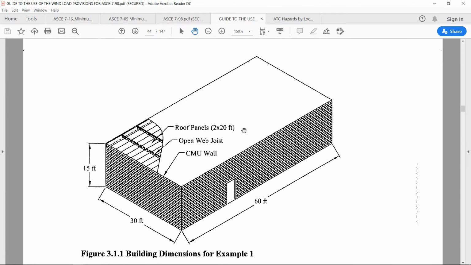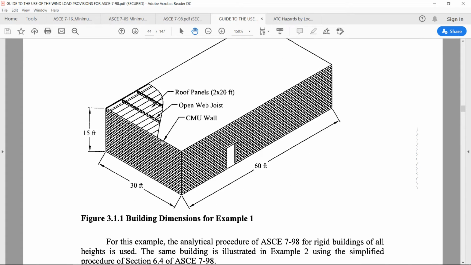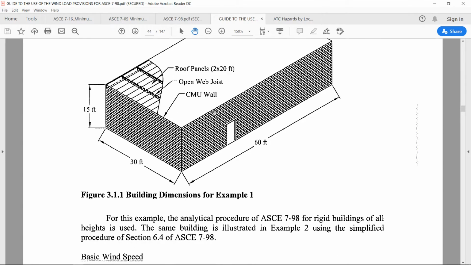If we see this building back, this building consists of these web joists which are 5 feet apart, or this CMU wall. But for the sake of simplicity, we will model this building in SAP2000 with frames, because no need to have joists defined, etc. And we will define wall element, and we will apply the wind pressure on these walls.